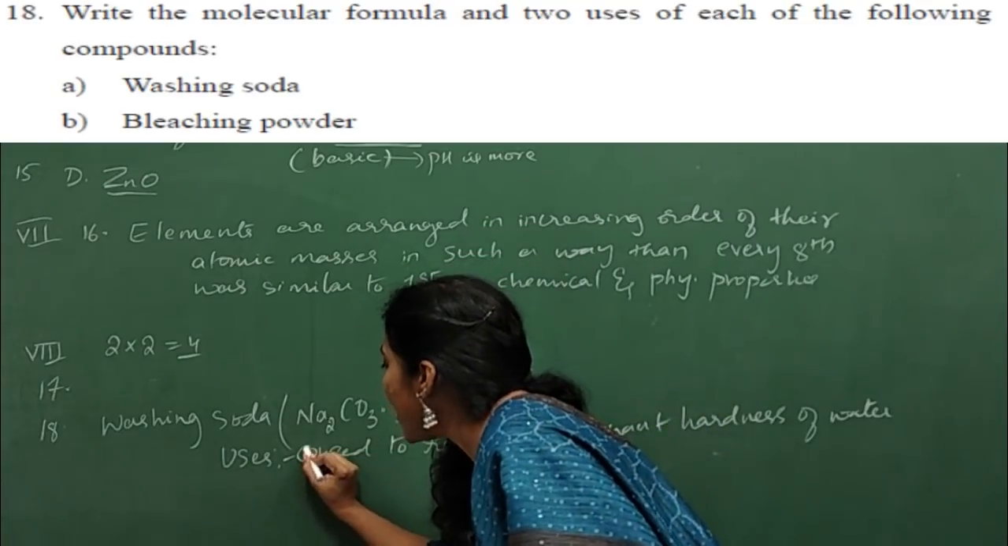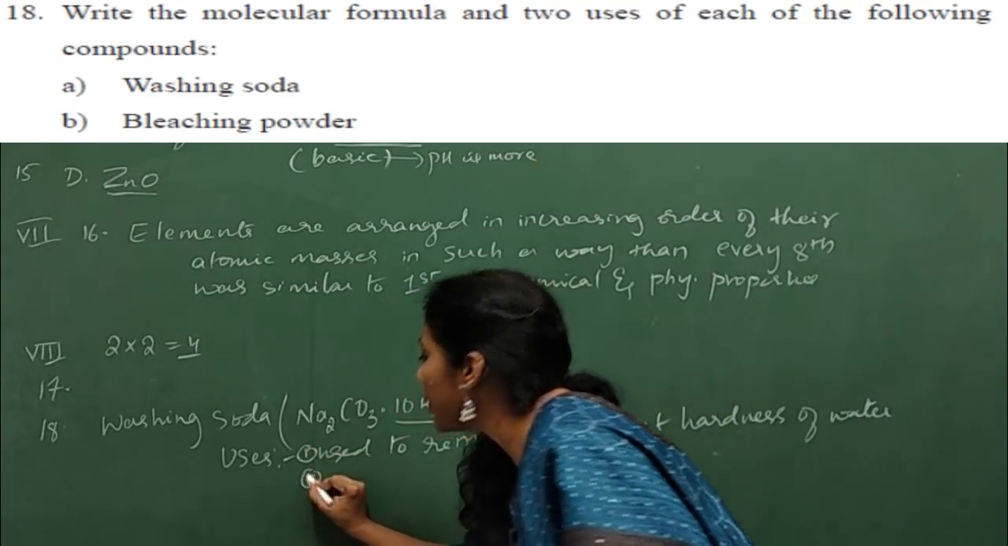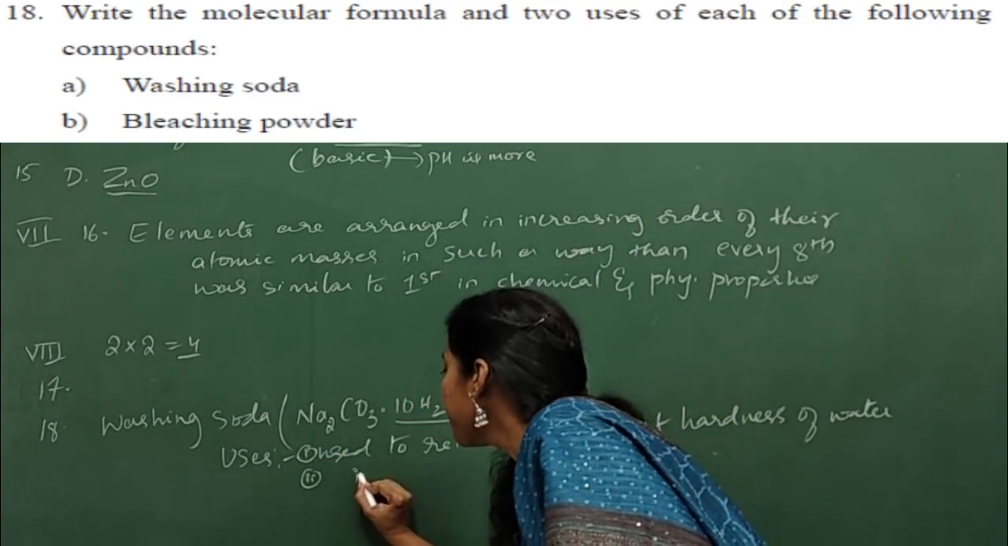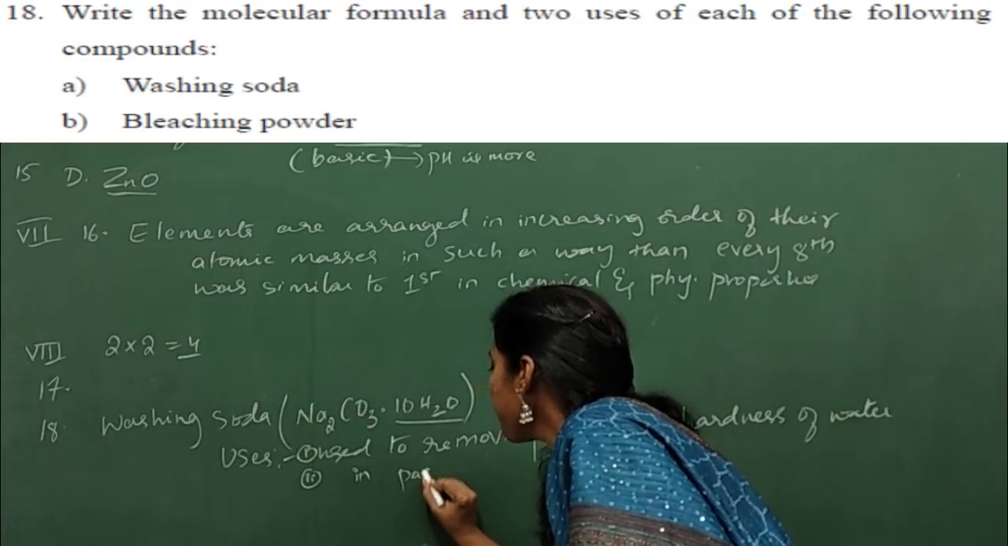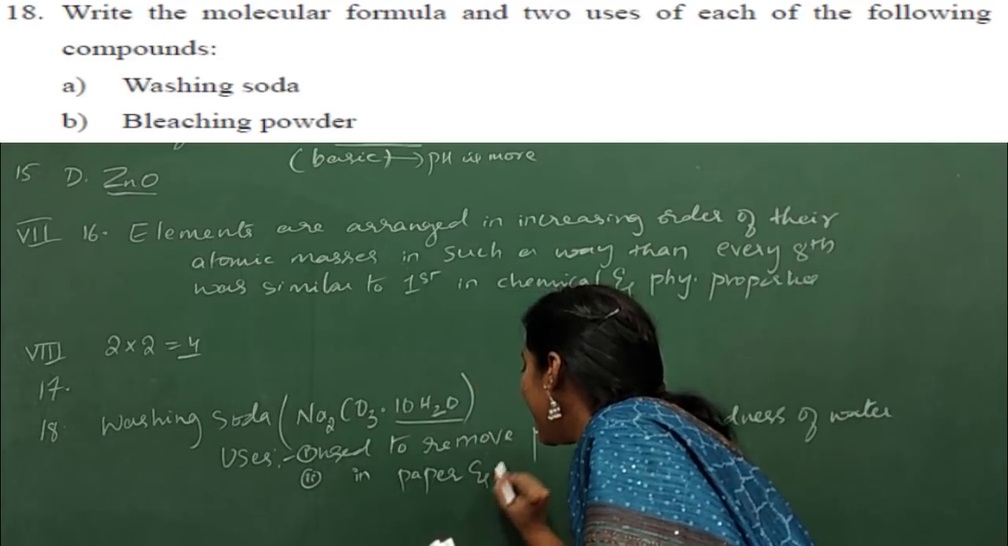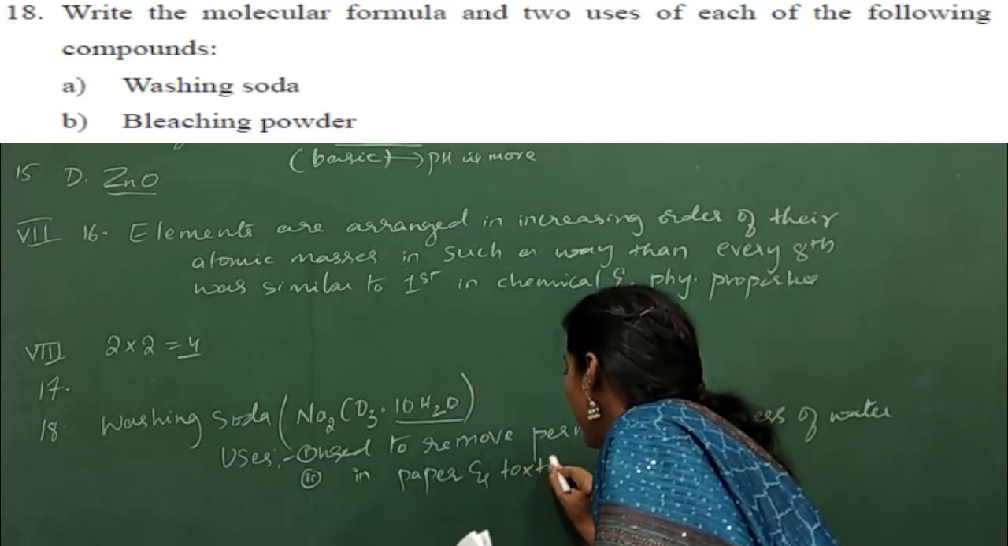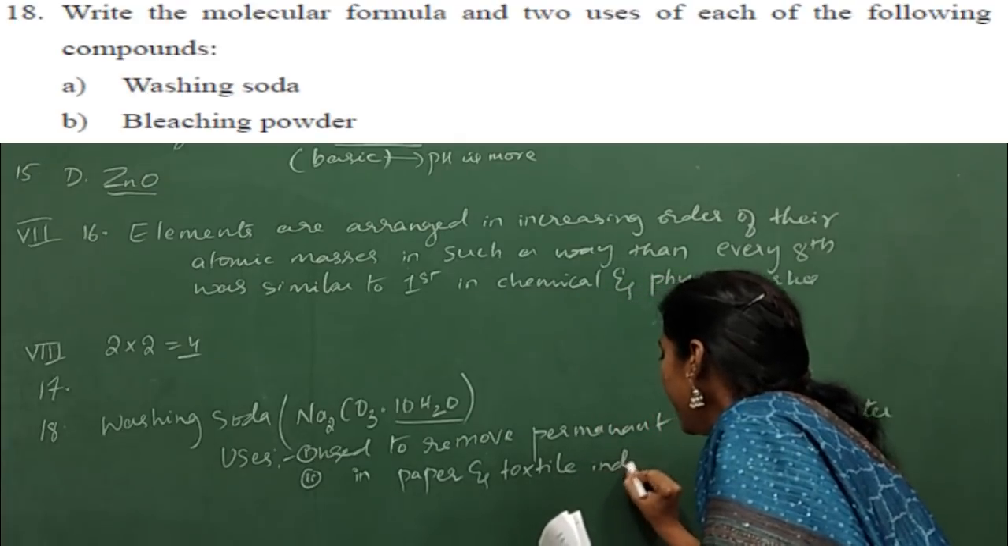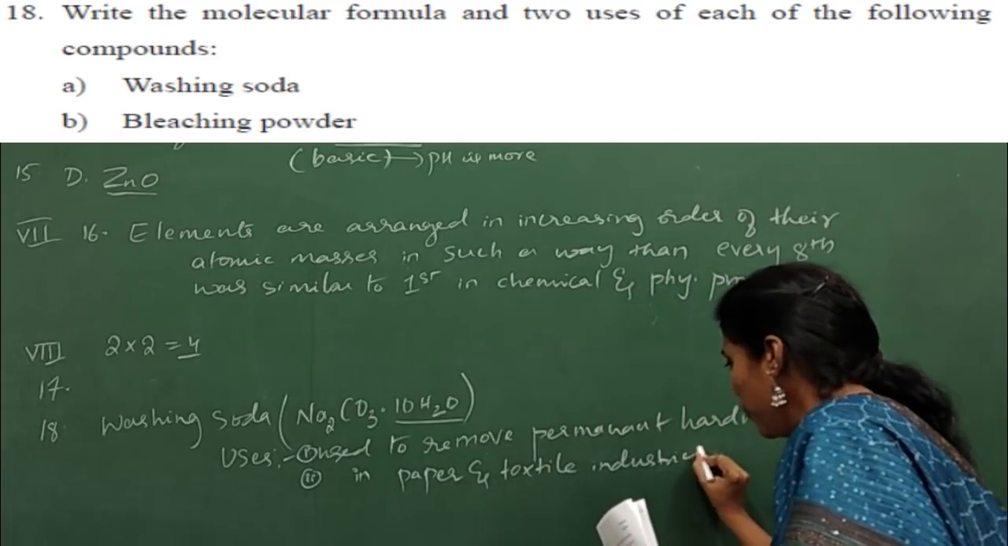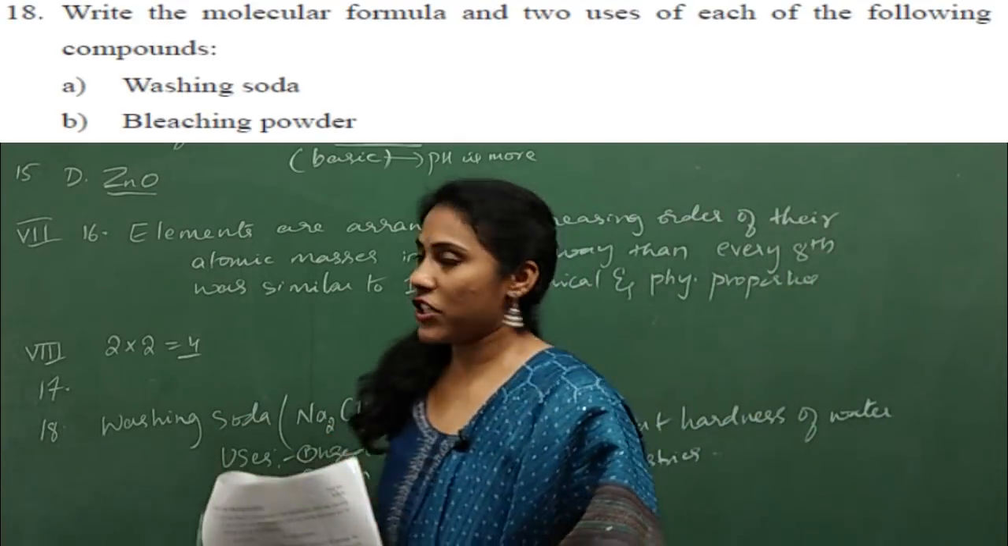They asked for 2 uses. So another use you have to mention: it is used in the paper industry. Paper and textile industries. So this can be used. These are the 2 uses of washing soda.